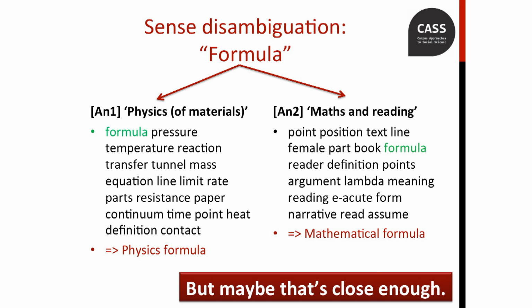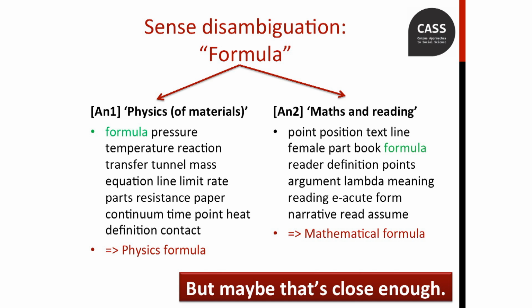And this is a slide I added. I was inspired by Susan here. She was talking about how the other words in a topic alongside a word can disambiguate it. Well, this is one that I spotted. It was the word formula. When I did my first analysis, there's where formula was: pressure, temperature, reaction, resistance, paper, continuum. I thought it's a physics formula.